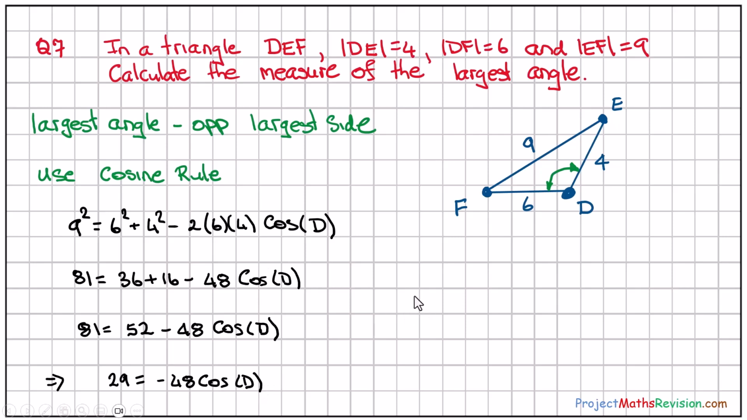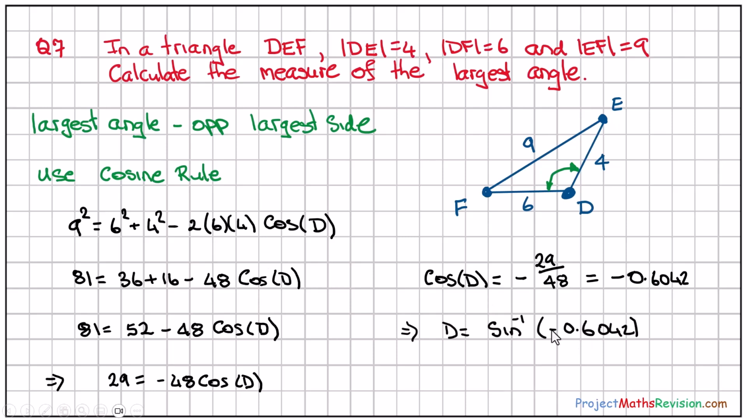Divide across by minus 48, we get cos of D is minus 29 over 48, which is minus 0.6042. So we have cos of D equals minus 0.6042. So D will be the inverse cos of minus 0.6042. And if you look this up on your calculator, you'll find that D is approximately 127 degrees.